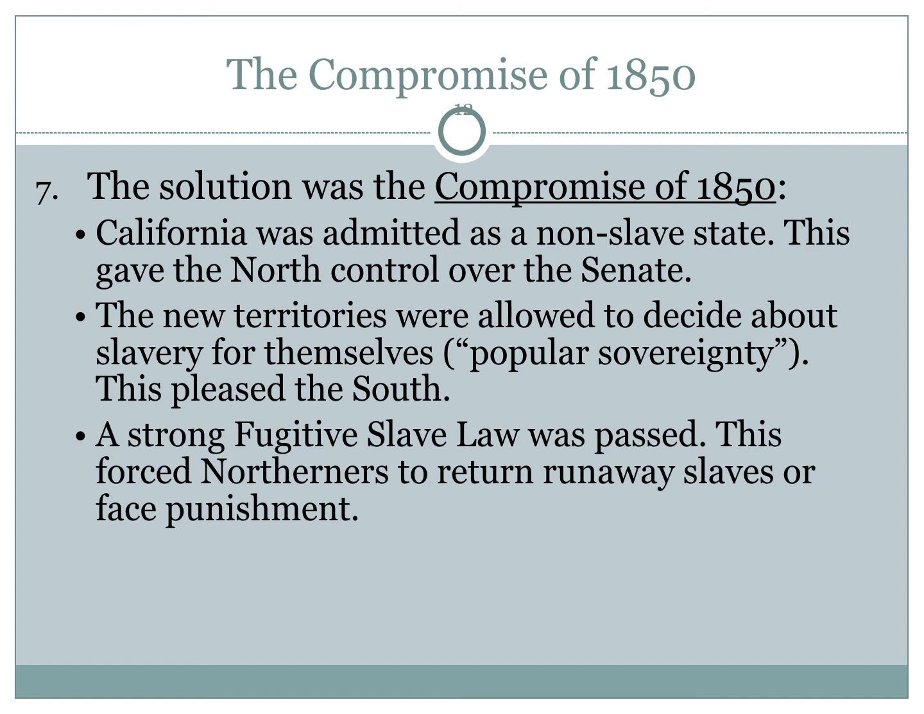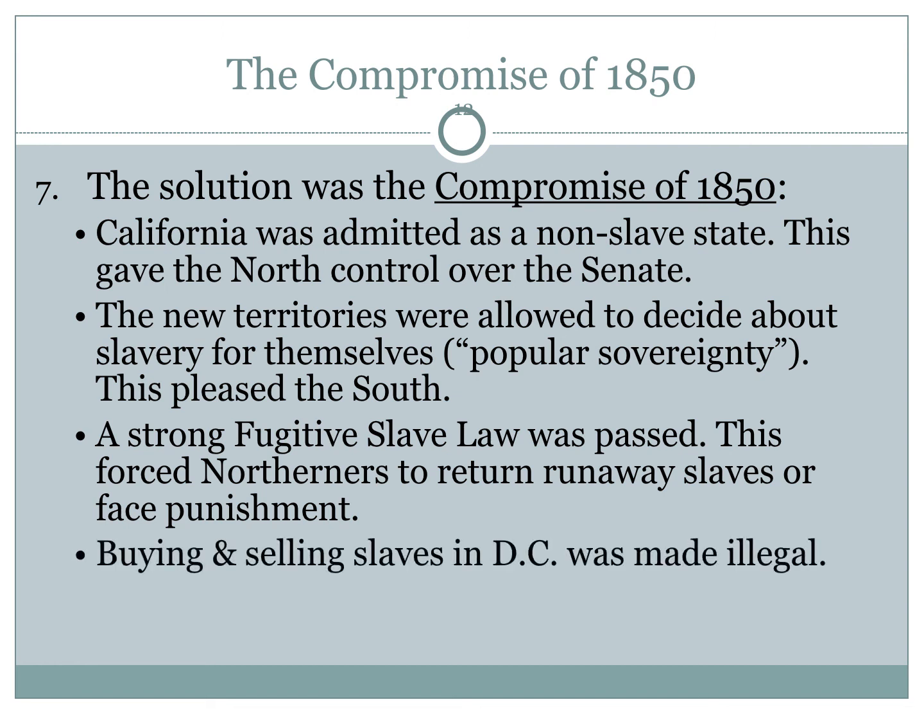Something else that pleased the South was a strong fugitive slave law. And this would force Northerners to return runaway slaves or they could be punished. To balance that off with the North, the Compromise of 1850 made it illegal to buy and sell slaves in the nation's capital, Washington, D.C. So both the North and the South get a couple things that they like, but they have to give up important things to the other side as well.